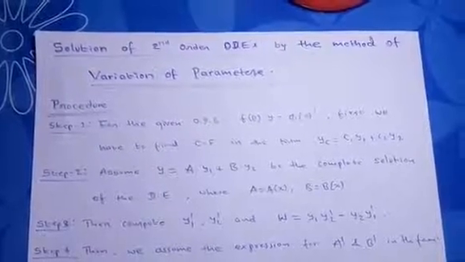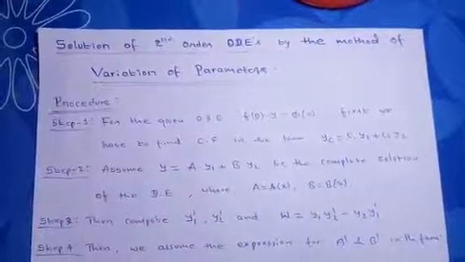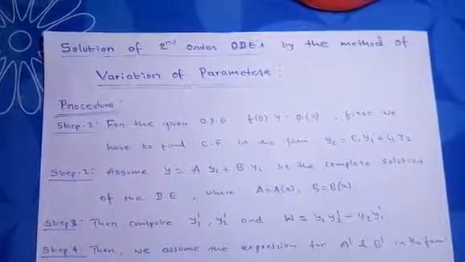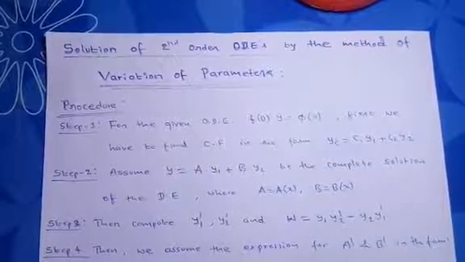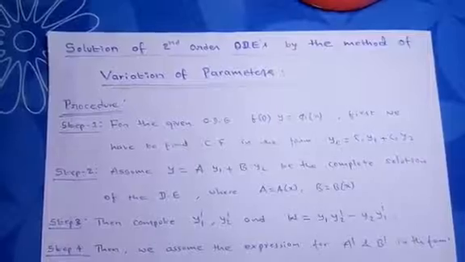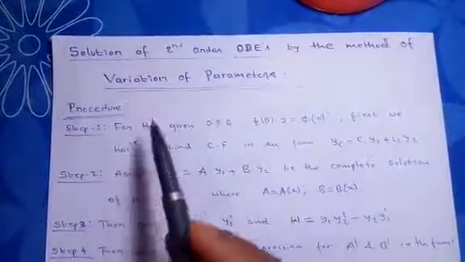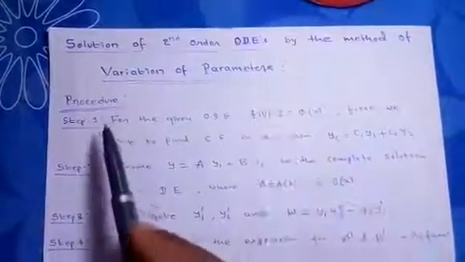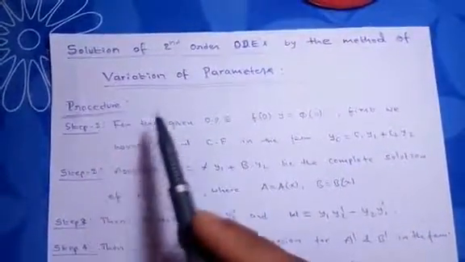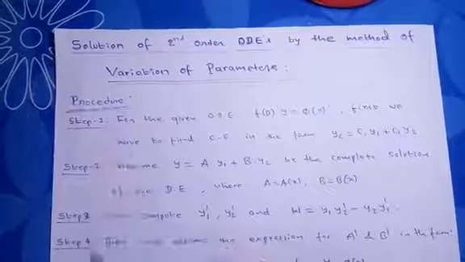In this session, I am going to explain the method of obtaining solution of second order ordinary differential equations by the method of variation of parameters. Here, to find the solution, there are 4 steps.